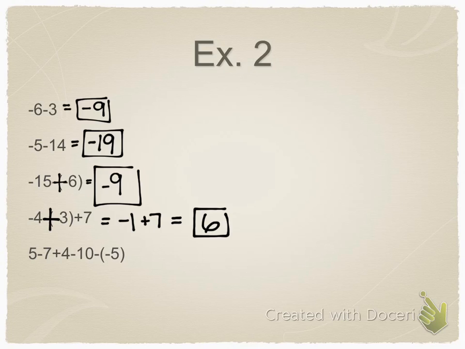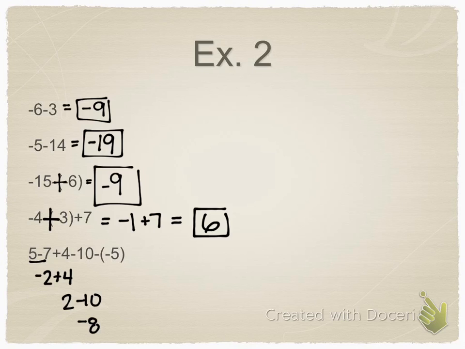I've got several different numbers, so I'm just going to do them two at a time. What's 5 minus 7? Negative 2. What's negative 2 plus 4? 2. What's 2 minus 10? Negative 8. Negative 8. Uh-oh.